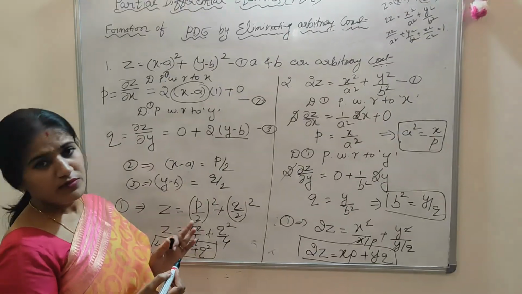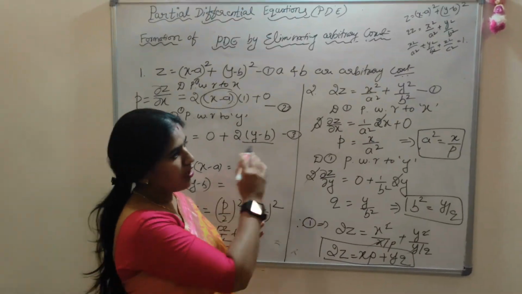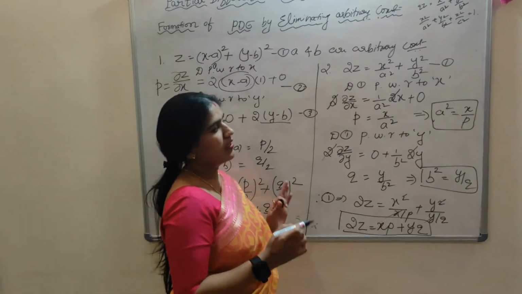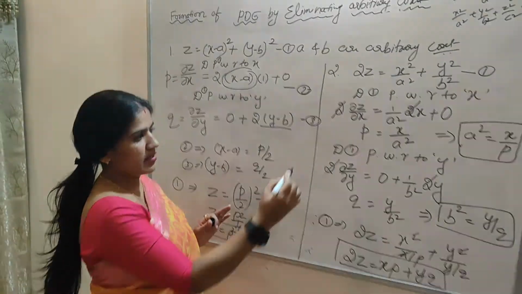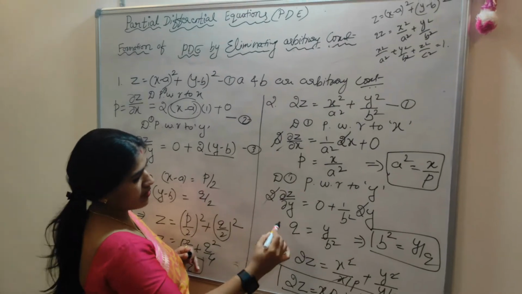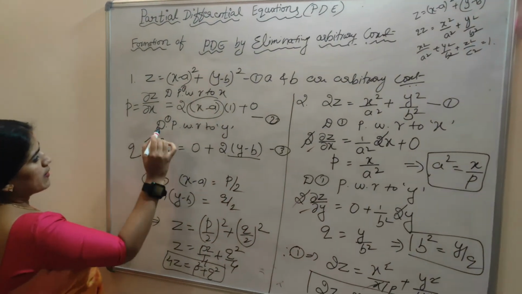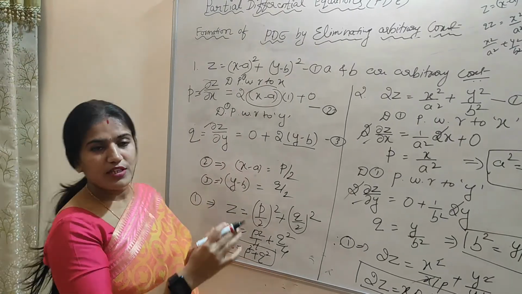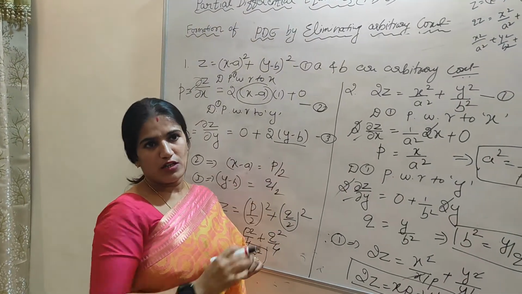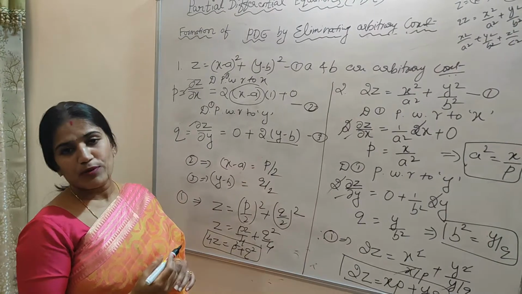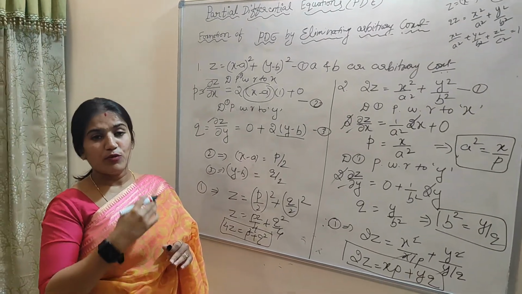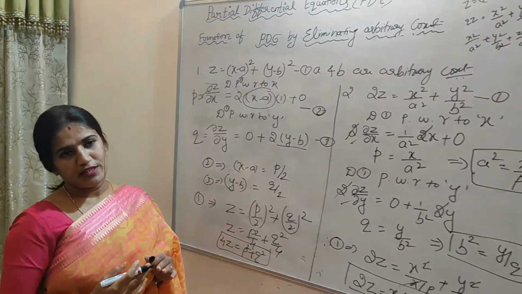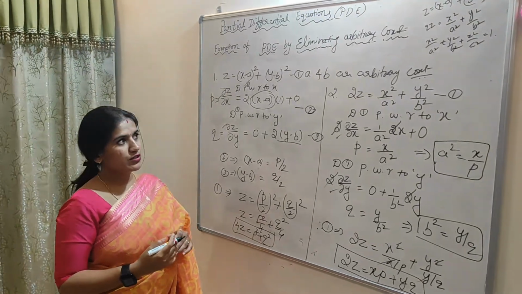In these two problems, we can observe that there are two arbitrary constants, so first order partial derivatives are sufficient, that is dou z by dou x and dou z by dou y. Only by using these two can we find the solution. Similarly, next problem, when arbitrary constants are more than 2. Three arbitrary constants means how can we solve? Let's do the next problem.